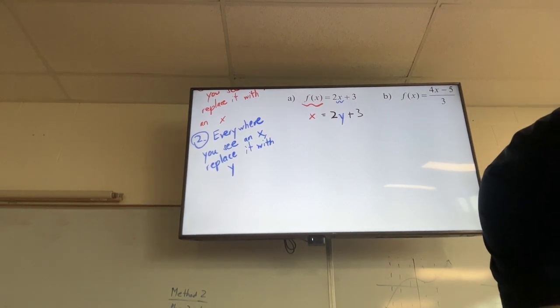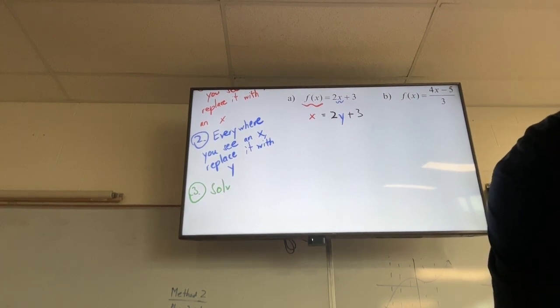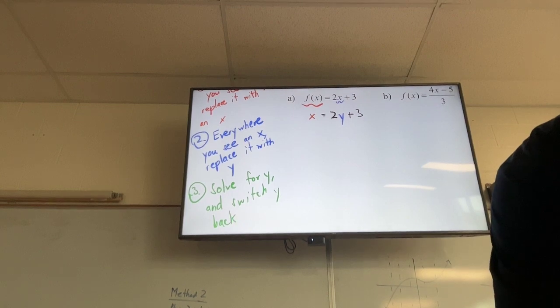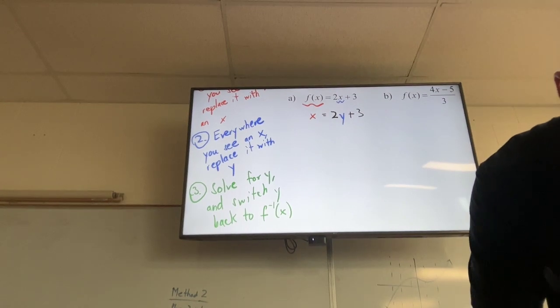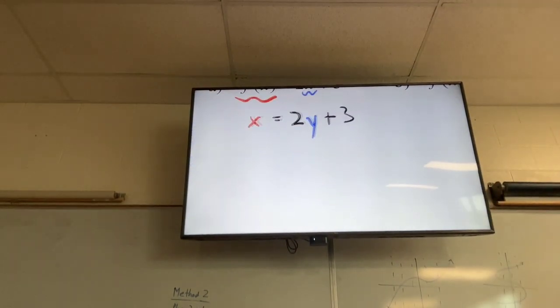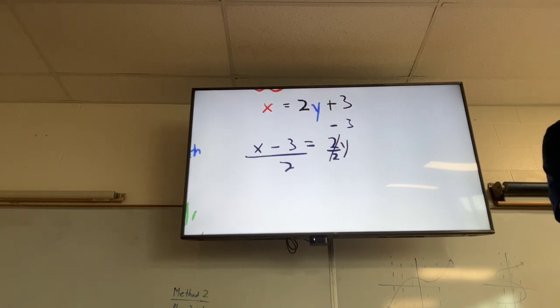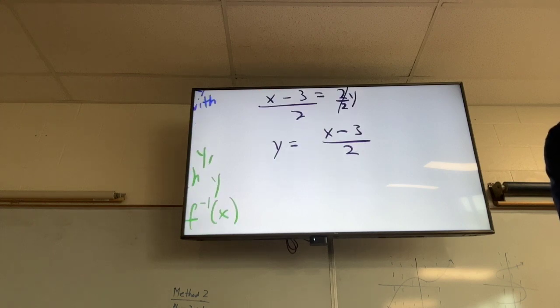Third step, solve for y and switch it back to f to the -1 of x. Okay, so let's solve this for y. We have to subtract 3 from both sides. Divide both sides by 2. Then change y to f to negative 1 of x. That's it.